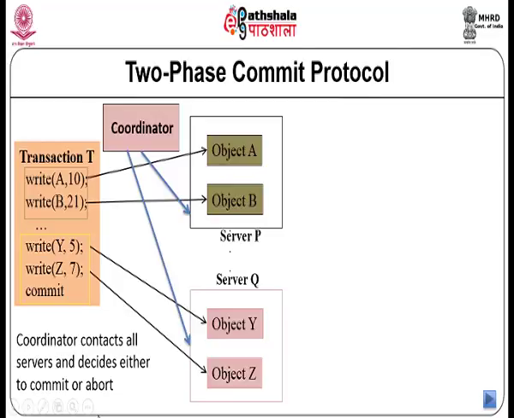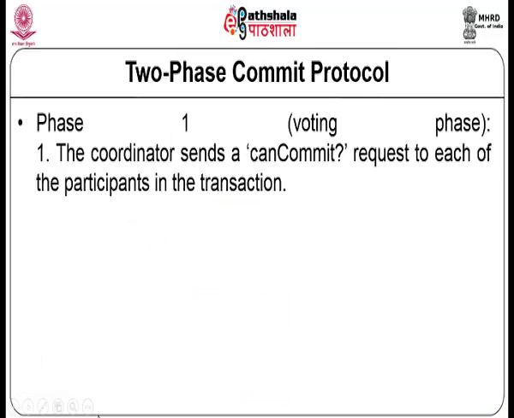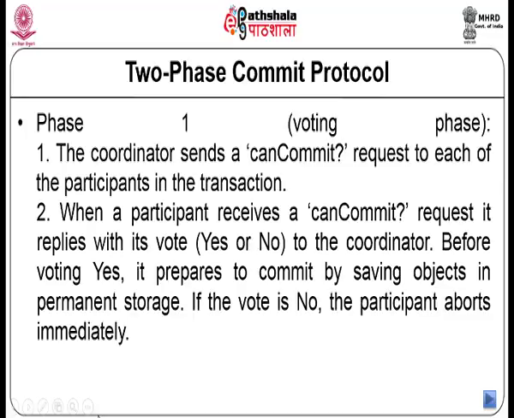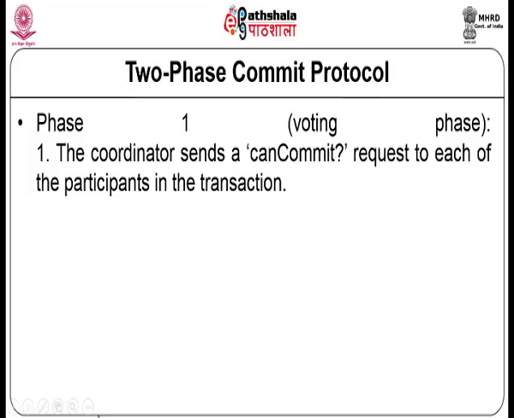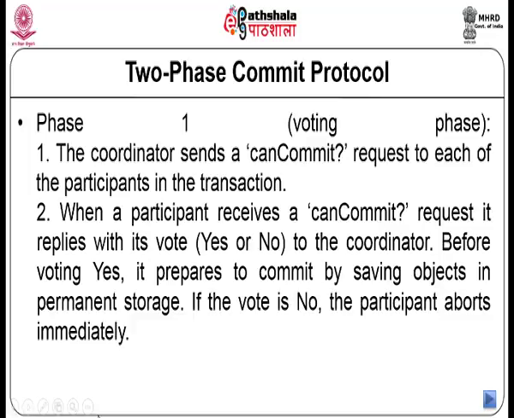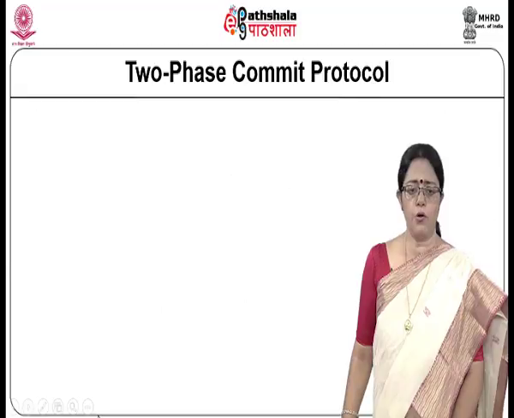Here the coordinator contacts all the servers, as we can see by the blue lines, and the servers will take a decision and send the decision. Phase 1 is the voting phase. The coordinator sends a can commit request to all the participants, and each participant responds with yes or no: yes if it can commit, no if it cannot commit.